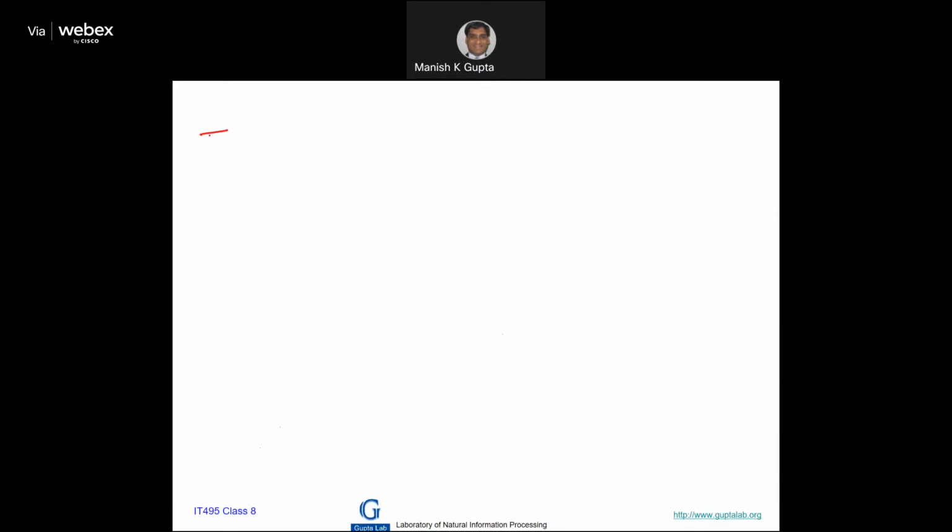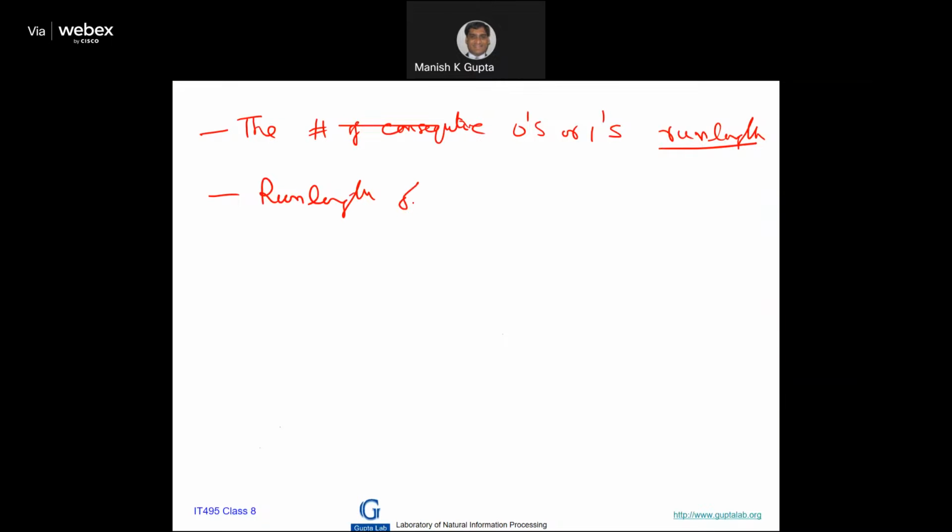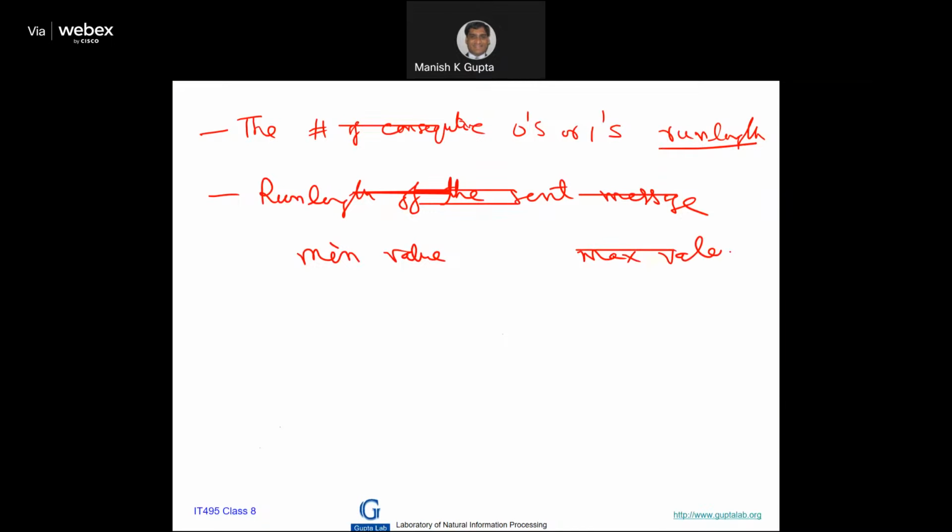So basically, a couple of definitions. The number of consecutive zeros or ones is called the run length. So if in the string consecutive zeros or consecutive ones are there, we call it run length, and the length could be something. Now for certain applications, the run length of the sent message should lie between some minimum value and maximum value. So run length means consecutive zeros or consecutive ones should have a lower bound or upper bound, depending on the application. I'm talking in more general terms. What is a constraint system?